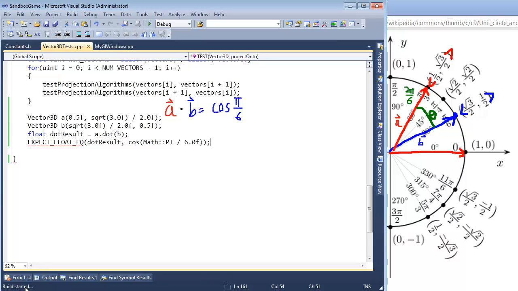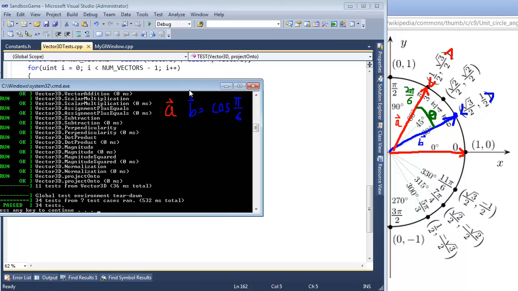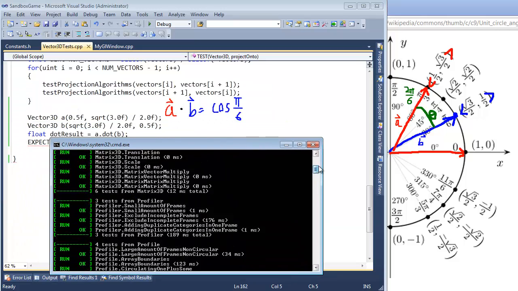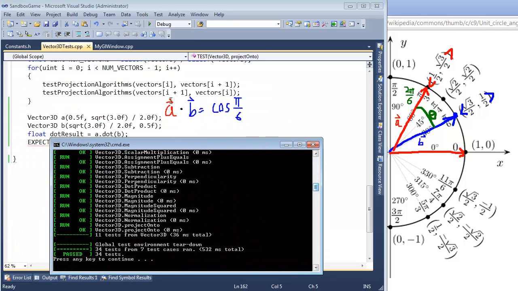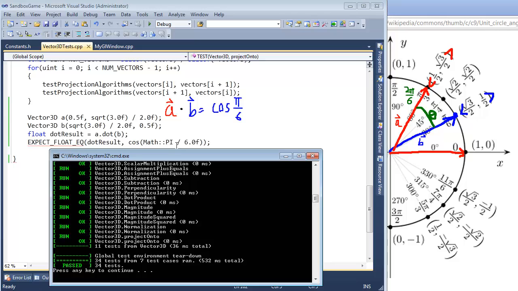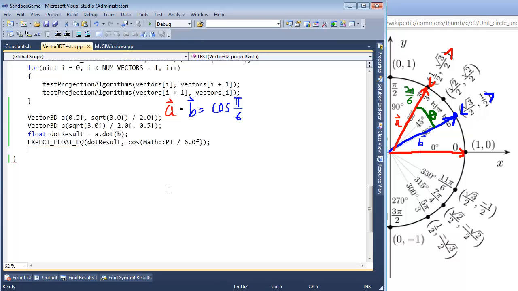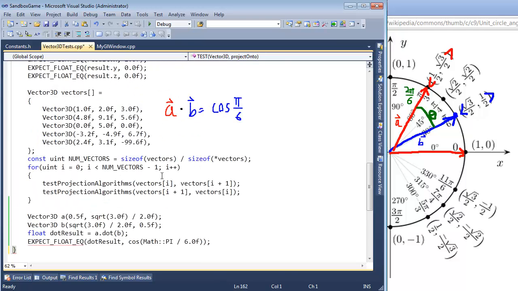Here's hoping. Let's build, see what we get. Build started. Build succeeded. I'm hoping for green here, and it looks like we got green. Lots of green. I'm feeling good. The dot product of two normalized vectors will be equal to the cosine of the angle between them. In this case, we set it up for math.pi divided by 6. Pi over 6 radians is what we swept out there. So, okay, finally, I'm feeling a little bit better about these tests.